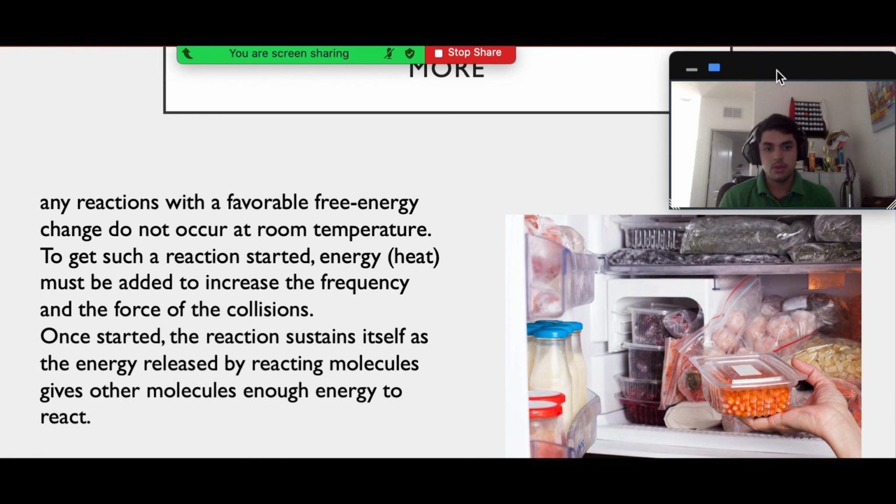On the right side, I put a freezer. Refrigeration retards the rate of growth of bacteria in foods by decreasing the reaction rates of biochemical reactions that enable bacteria to reproduce.